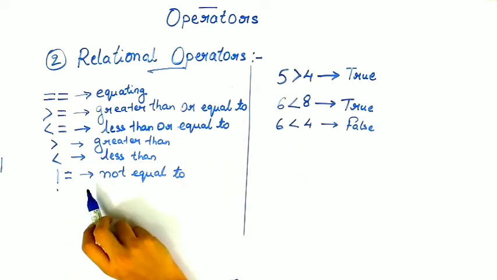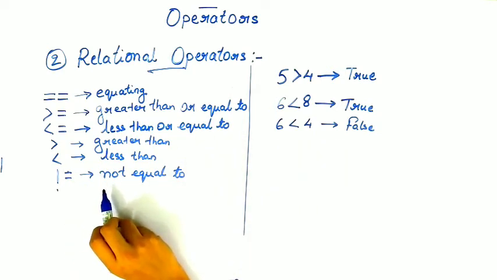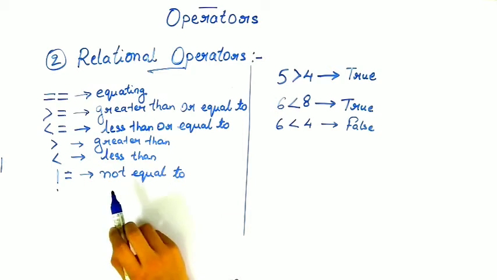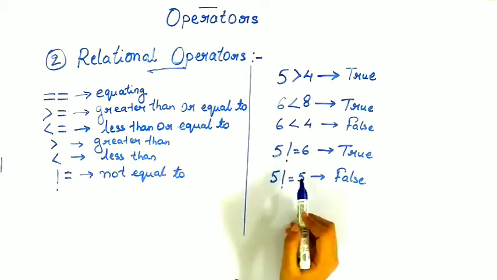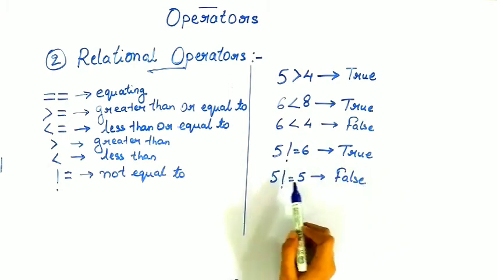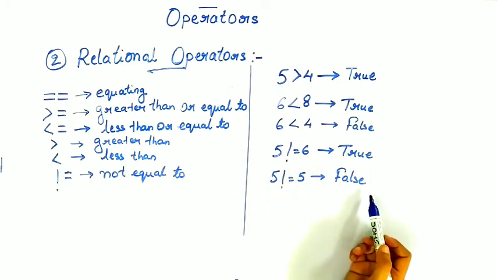If both the numbers which are compared are not equal to each other, then this operator will return a true value, else it will return a false value. Like 5 is not equal to 6, it's true. 5 is not equal to 5, it's false.